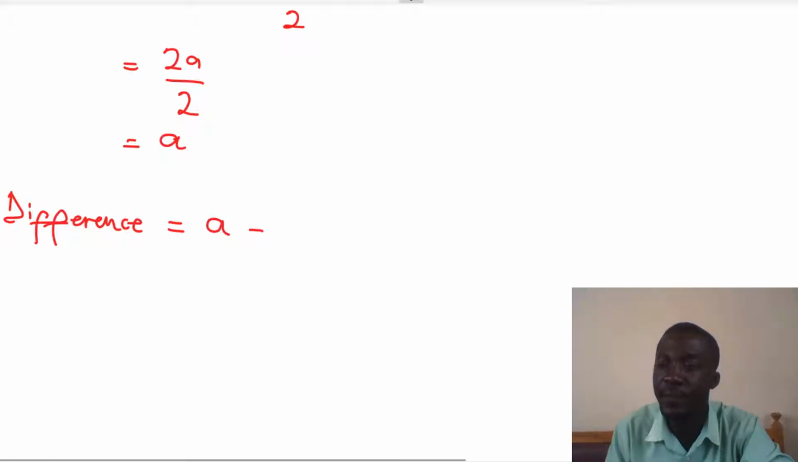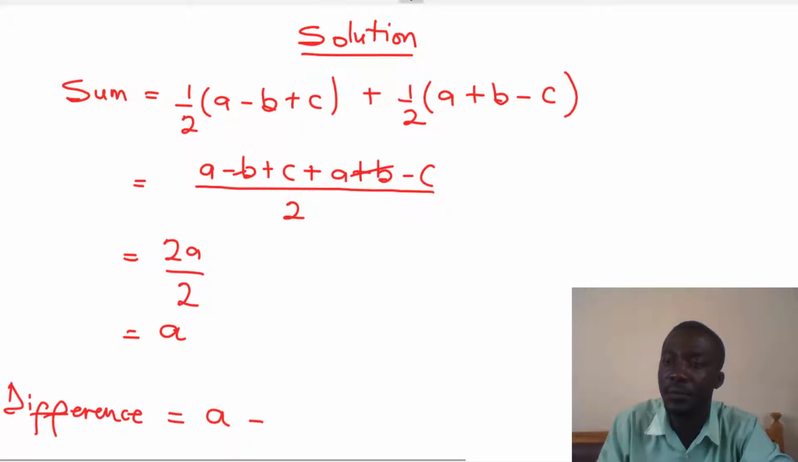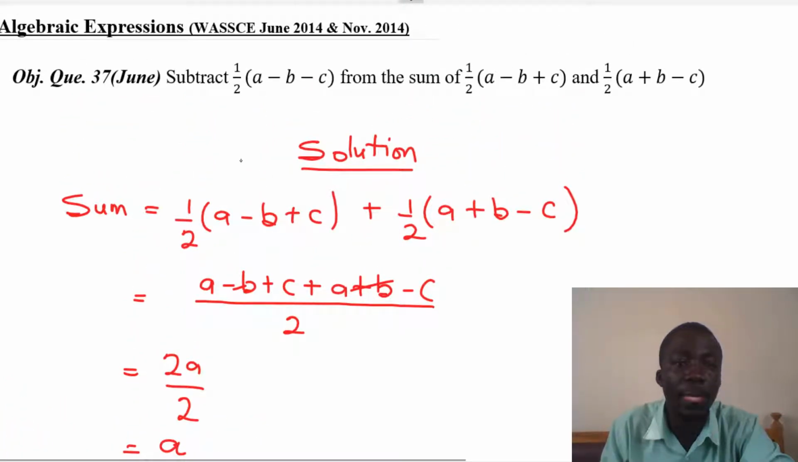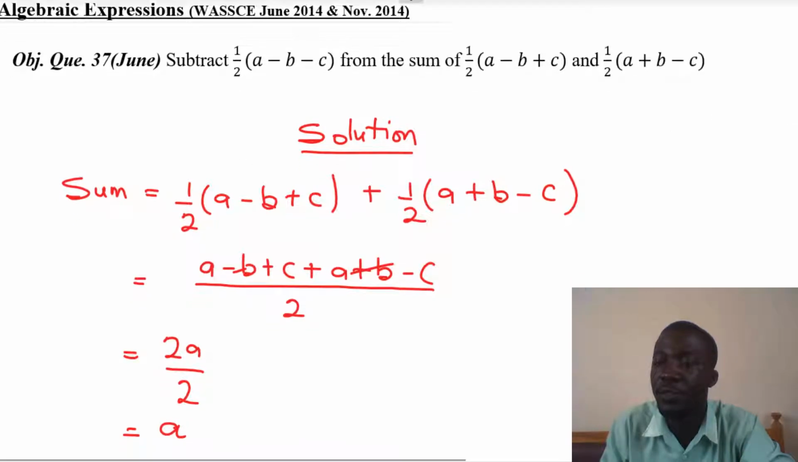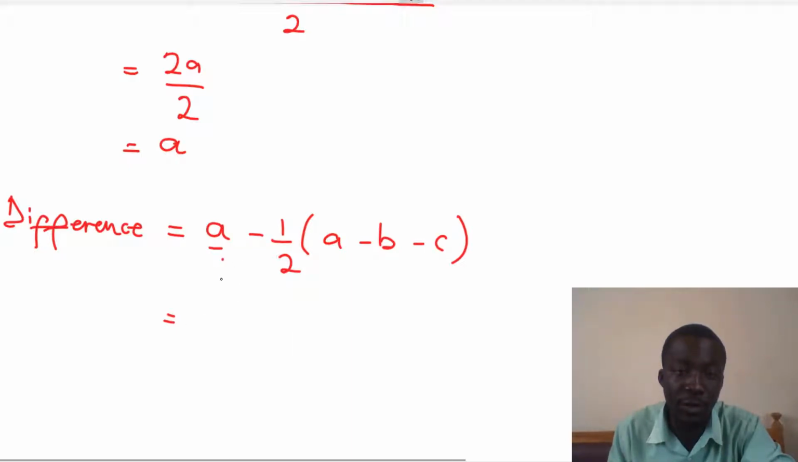So a minus, let's come back to the expression, which is half into brackets a minus b minus c. So we are going to subtract that from a. So half into brackets a minus b minus c. Here a is also divided by 1. So we find the least common denominator, and that one will be 2. 1 goes into 2, 2.